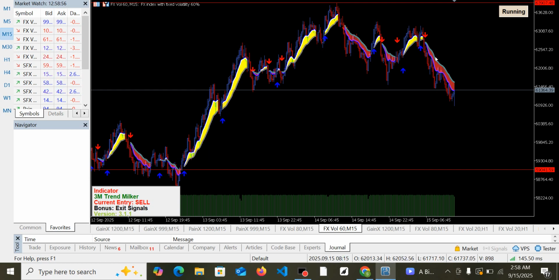This is an uptrend and this is when the market is on a downtrend. The uptrend is when the yellow color is showing like this. The downtrend is when the red color is showing.